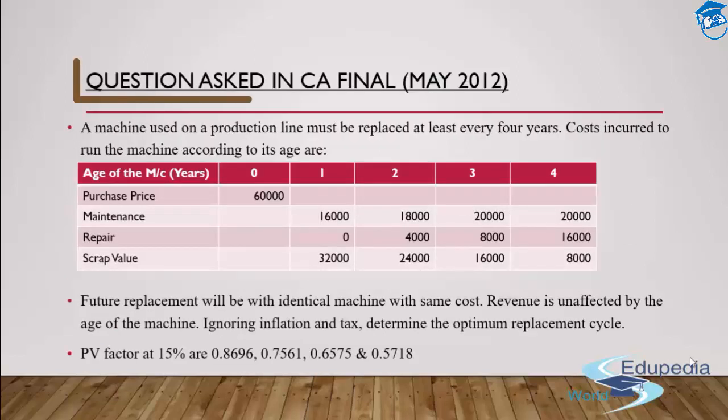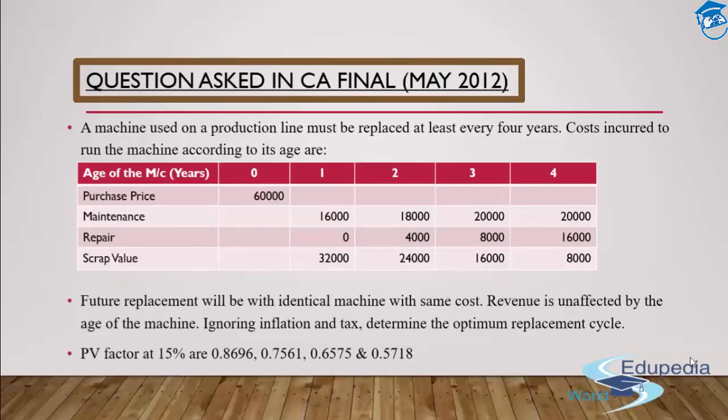So guys, this question was asked in the CA Final examination for May 2012. It says a machine used on a production line must be replaced at least every 4 years. We need to consider this fact that we need to replace our machine after an interval of every 4 years down the line. The costs incurred to run that machine according to its age are as follows. Number one, my purchase price for that machine is going to be 60,000 rupees.